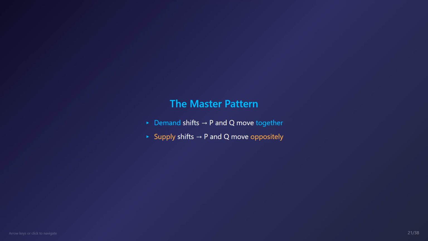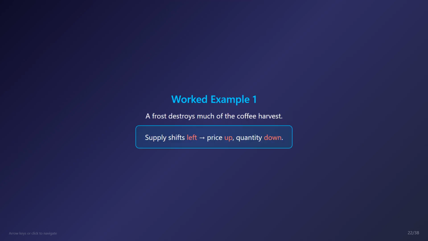And here's the master pattern that ties it together. When demand shifts, price and quantity move together in the same direction. When supply shifts, price and quantity move oppositely. Remember just that, and you can reconstruct the whole table. Let's practice. Worked example 1.